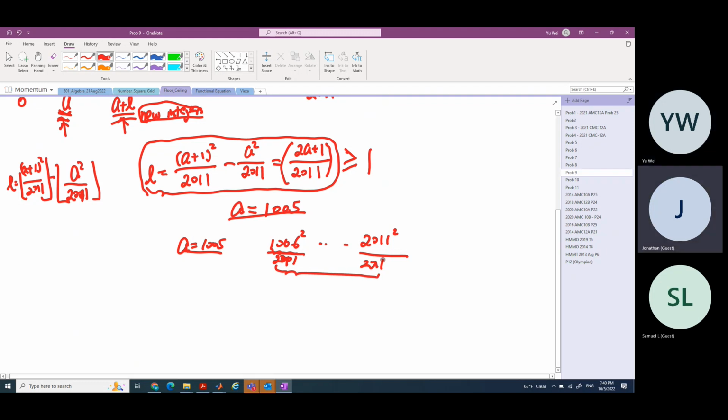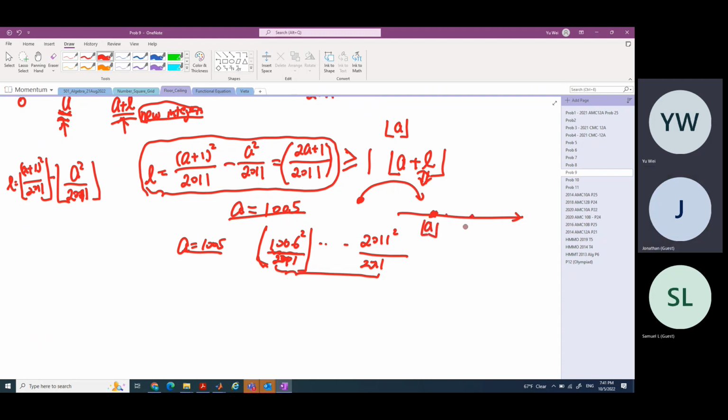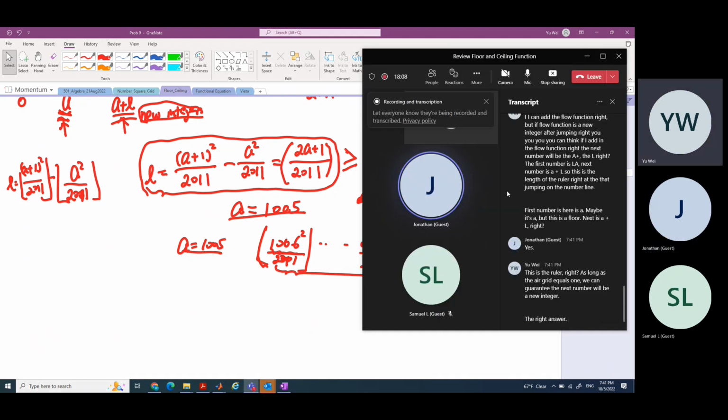Why are you taking out the floor function? Oh, I can add the floor function, right? But the floor function gives a new integer after jumping. If I add in the floor function, the next number will be a plus l. The first number is a, the next number is a plus l. So this is the length of the ruler at the jumping on the number line. The first number is maybe a, but this is the a floor. Next is a plus l. This is the ruler, right? As long as L is greater than or equal to 1, we can guarantee the next number will be a new integer. Right, Jonathan? Okay.